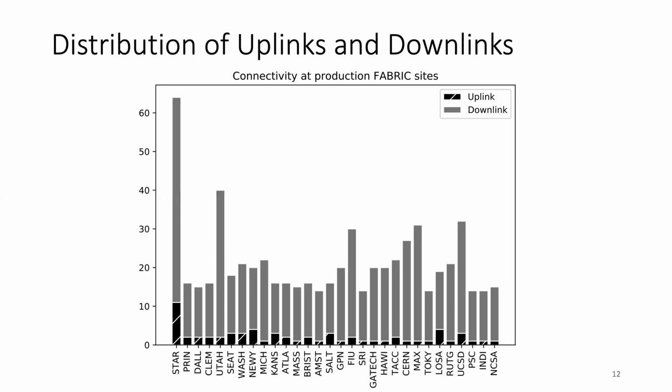All right. So first of all, starting with this kind of meta-analysis, what is the distribution of uplinks and downlinks across Fabric sites? As we see, there are many more downlinks, so many more connections within the rack than outside the rack, but they also vary, and that's because some sites are more tightly connected than others.